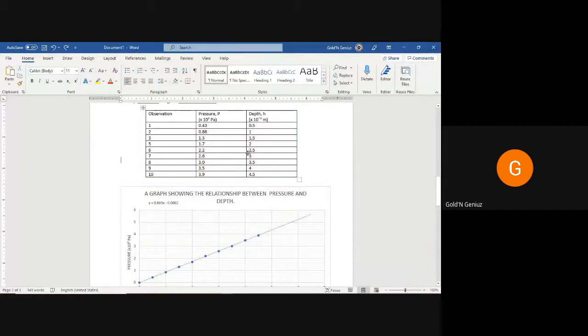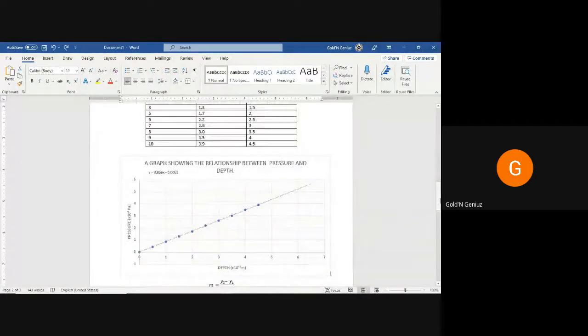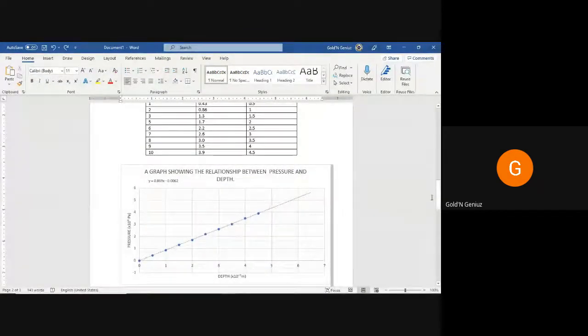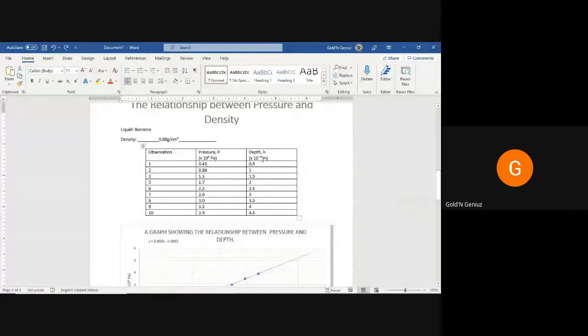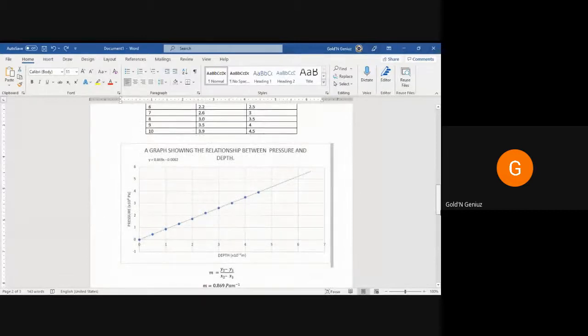In your individual tables, please ensure that you have the number 4 there. Okay. All right. So after I do that, I plot a graph of P against D, pressure against H, or depth.